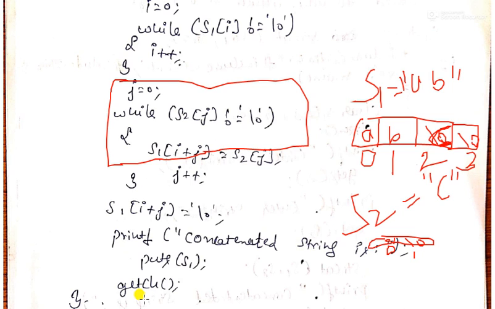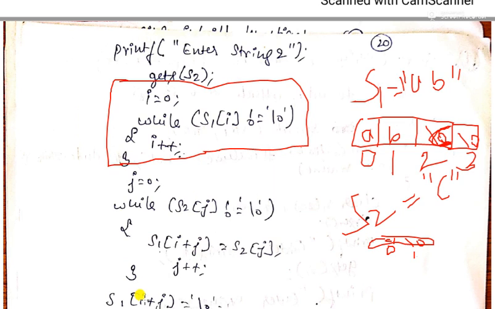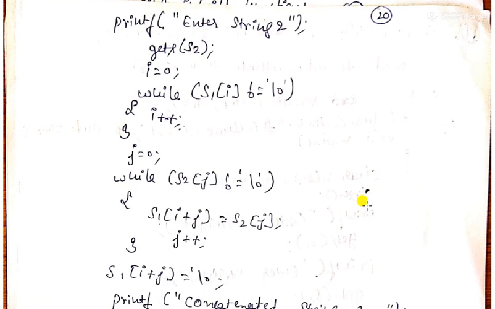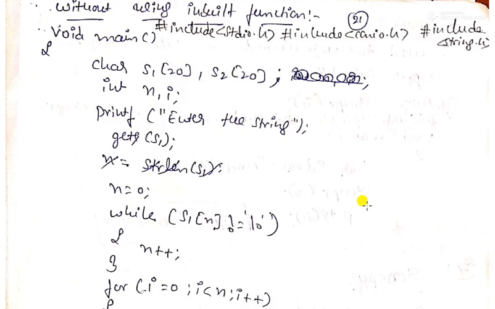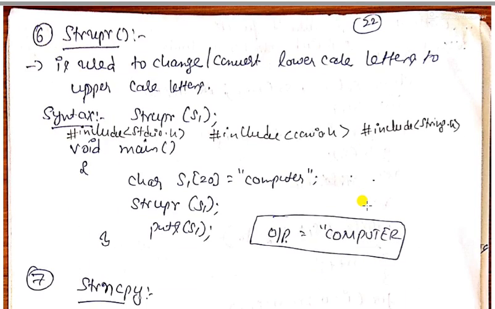So this one is the function, this one is the program, to concatenate two strings without using an inbuilt function. In the next video we will discuss other inbuilt string functions: string reverse, string uppercase and string lowercase, and the remaining 7 inbuilt functions.